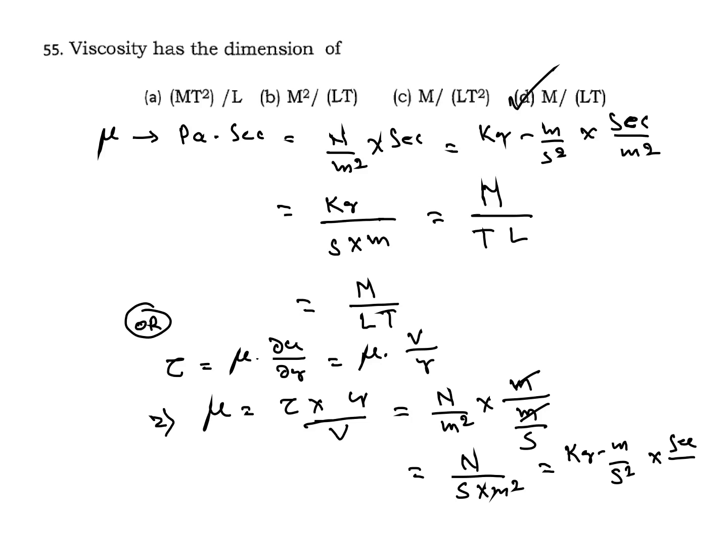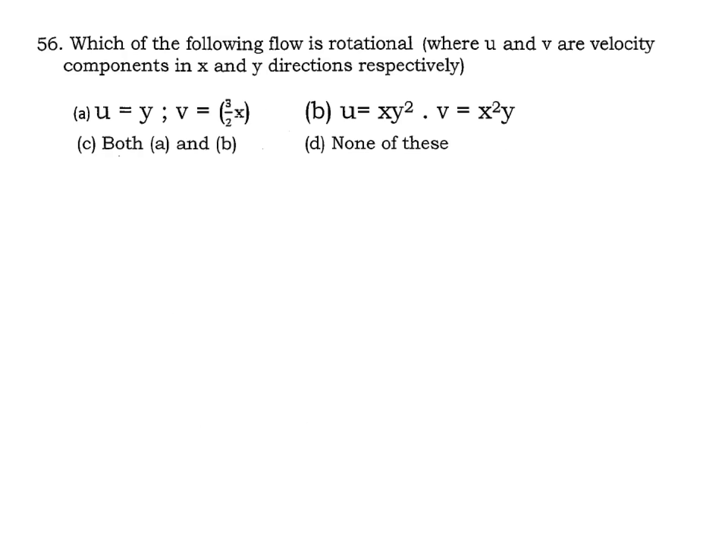Which of the following flows is rotational, where u and v are velocity components in x and y directions respectively? We know for irrotational flow, curl of V is 0. And if curl is not 0, then the flow is rotational flow. So this we have to check.